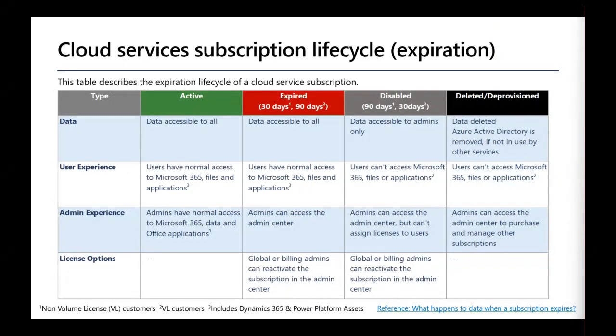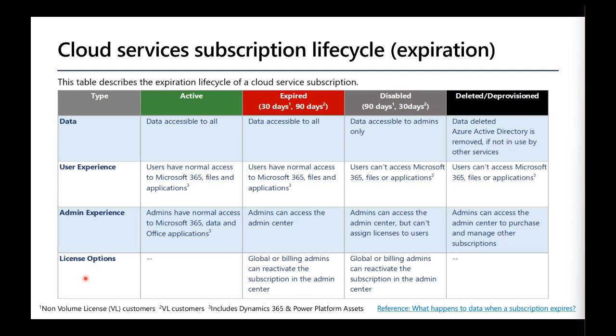On our next slide here, we have a breakdown of the different accessibility to data and user experience across the different stages. For example, the data is accessible to everyone in the active and expired stages. Only admins have access in the disabled stage, and the data is deleted in the deleted and deprovision stage.